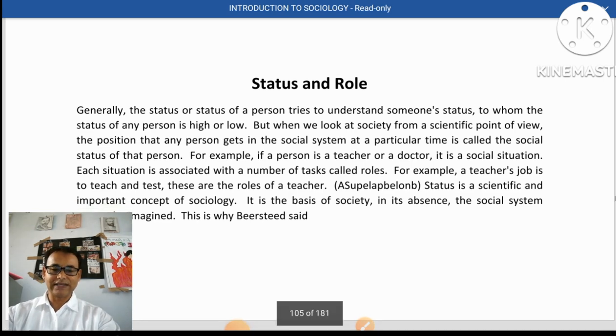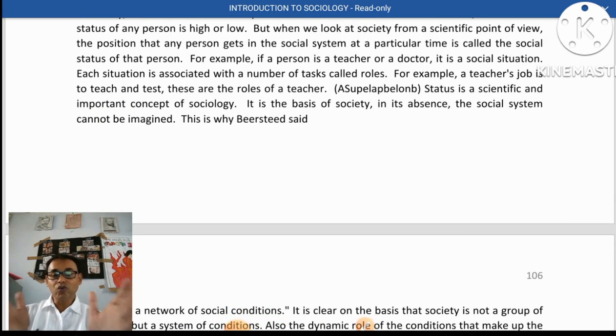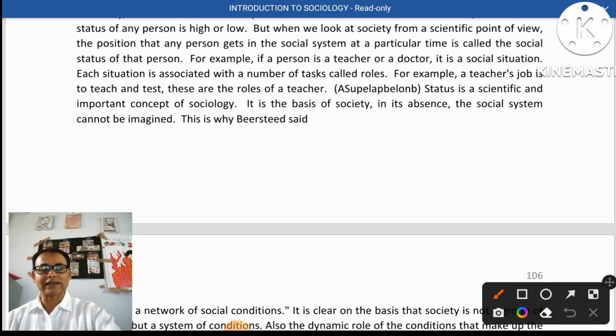For example, if a person is a teacher or a doctor, that is a social position. Each position is associated with a number of tasks called roles, a number of functions and work. After getting a position or status, we have to perform some roles, some work, on that status. That is called a role. For example, a teacher's job is to teach and test. These are the roles of a teacher.